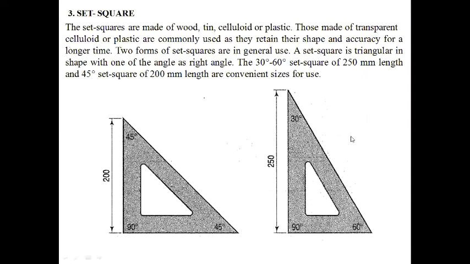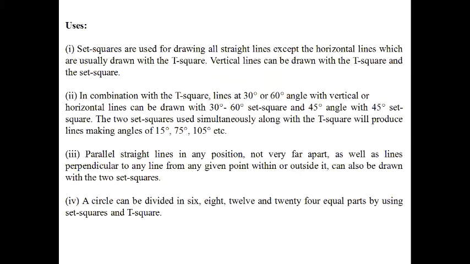Next will be the set square. There are two types of set square: the 45 degree set square and the 30-60 degree set square. The 30-60 set square is 250 millimeters and the 45 degree set square is 200 millimeters. Clear? And these are basically made of plastic. What is the use? Set squares are used for drawing all straight lines except horizontal lines, which are usually drawn with the T square. Vertical lines can be drawn with the T square and set square, as we showed previously.